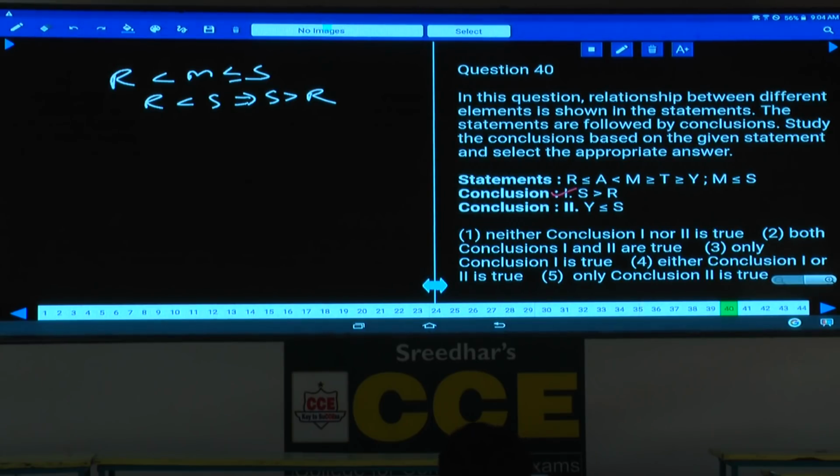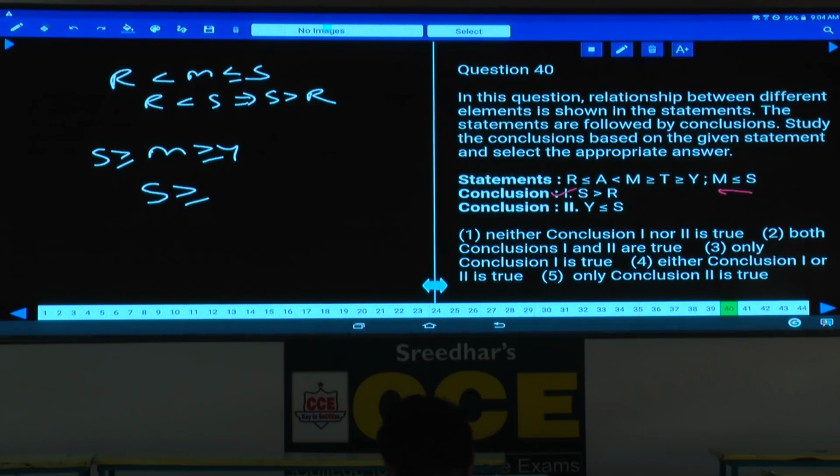First one definitely true. Then coming to the second one, the relation between Y and S. Again which element is common here? M is common. M greater than or equal to Y, and M is less than or equal to S, meaning S greater than or equal to M. So S is greater than or equal to M, M greater than or equal to Y. Hence S is greater than or equal to Y, which implies that Y is less than or equal to S is also true. Hence both the conclusions follow, both 1 and 2, and it is given which one? Choice 2 is the answer.